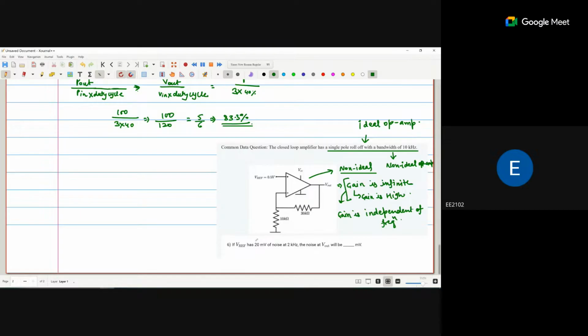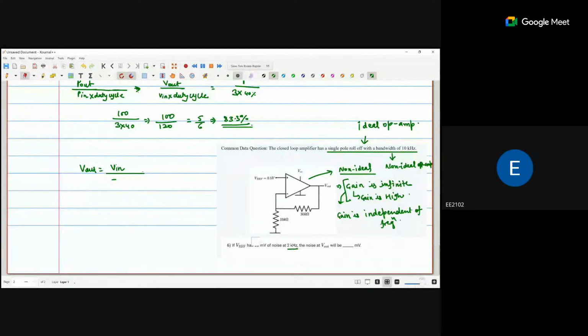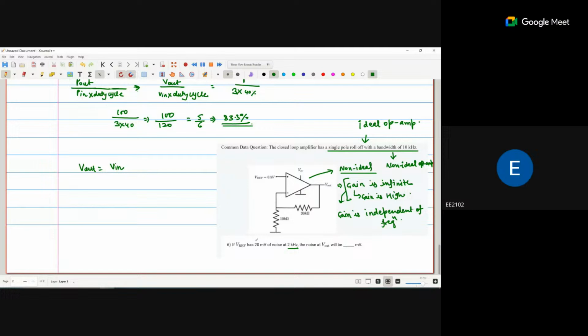So if we calculate the noise at 2 kilohertz, which is below 10 kilohertz, my output is V in multiplied by 1 plus RF by R1. The noise voltage is 20 millivolt, so the output noise voltage will be 1 plus RF, which is 30, divided by 10. So that is 80 millivolt. That is question number 6.